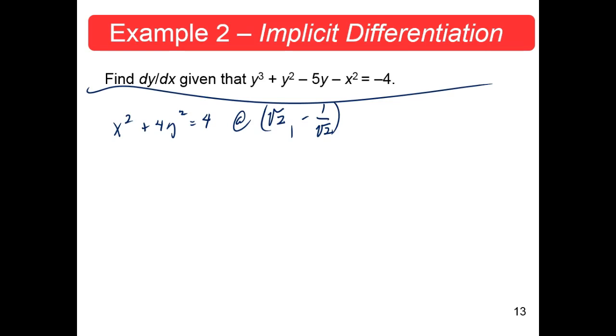Okay. Now, cynic that I am, I don't want to take your word for it. I don't want to do all this work and find out that point's not even on the graph, right? So how can you verify if it's on the graph? Plug it in. So the x is root 2, so this will be root 2 squared plus 4 times minus 1 over root 2, squared. The question is, is that equal to 4? Well, what is root 2 squared? 2 plus 4 times, and what is minus 1 over root 2 squared?